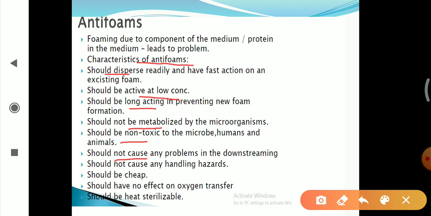It should not cause any handling hazards. Whatever antifoam we are using, it should be cheap. It should not affect oxygen transfer, as we know that in an aerobic fermentation process we need to provide oxygen, so it should not affect the oxygen transfer. It should be heat sterilizable, while we are sterilizing our media. This is all about the fermentation media.